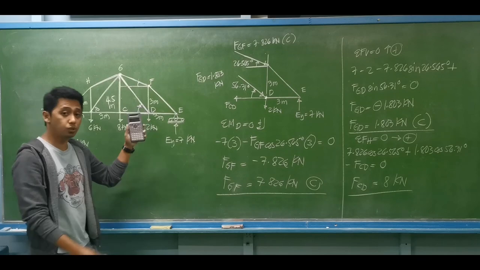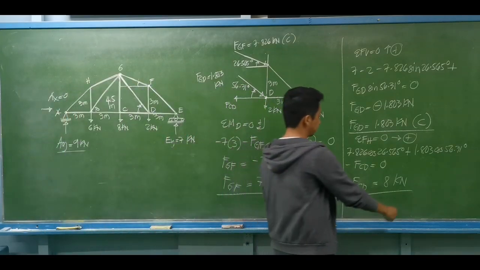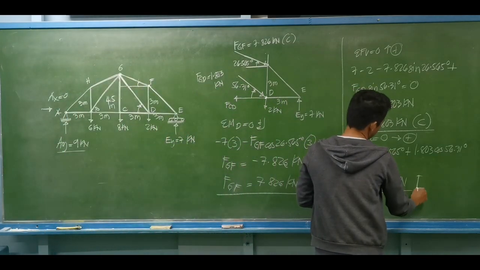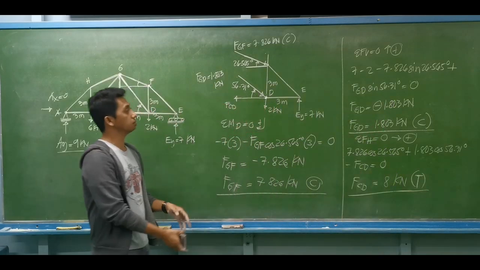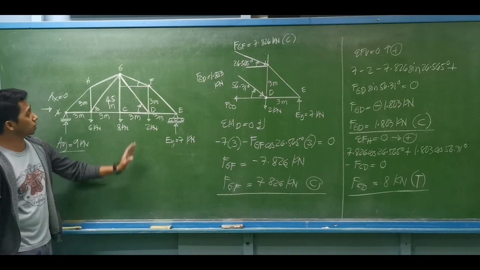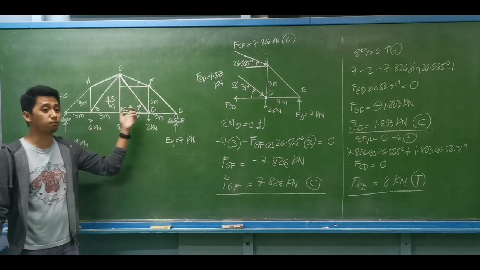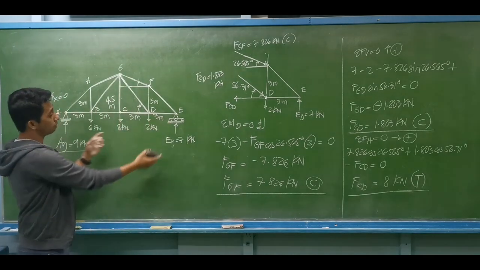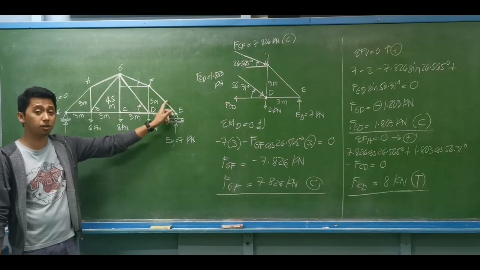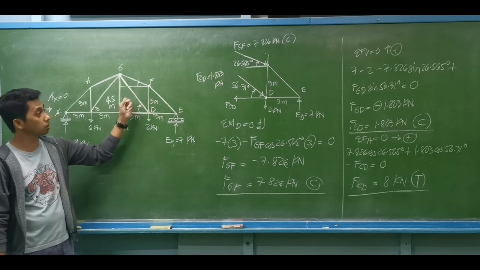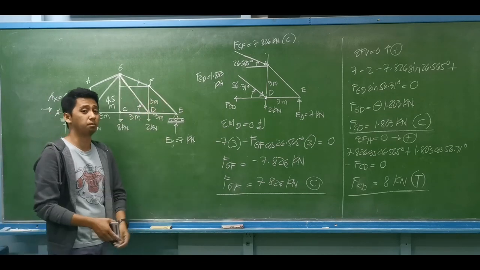Then again, what is member CD? It is a bottom chord, so usually bottom chords are under tension. Alright, so these are the axial forces using the method of sections. The method of sections is used to determine the axial force of members somewhere far from the support, so you do not have to go through the other members before those required members, usually for problem solving.